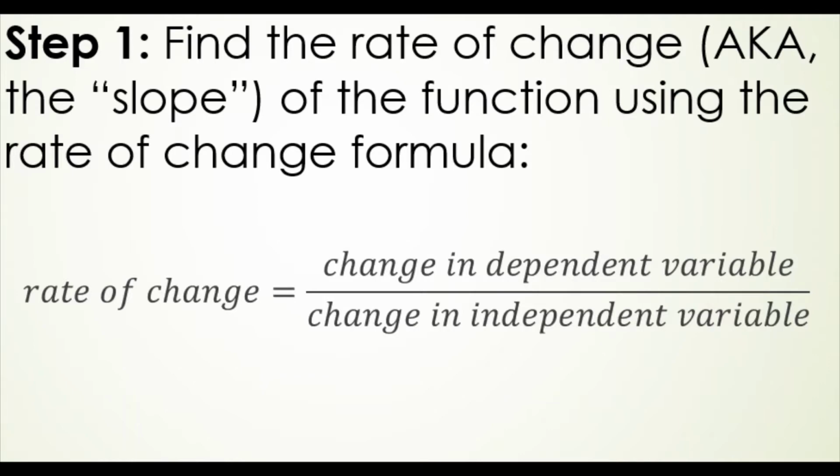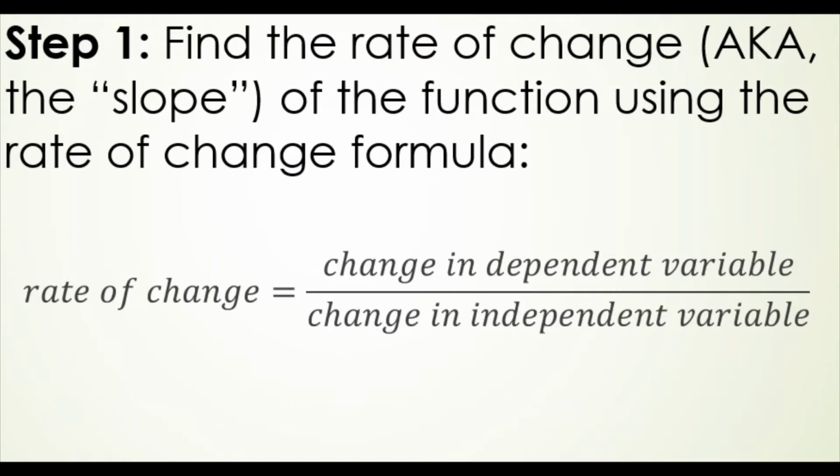Step 1 is to find the rate of change, also known as the slope of the function, using the rate of change formula that we learned in lesson 6.5. Rate of change is equal to the change in the dependent variable, or the change in y, divided by the change in the independent variable, or the change in x.